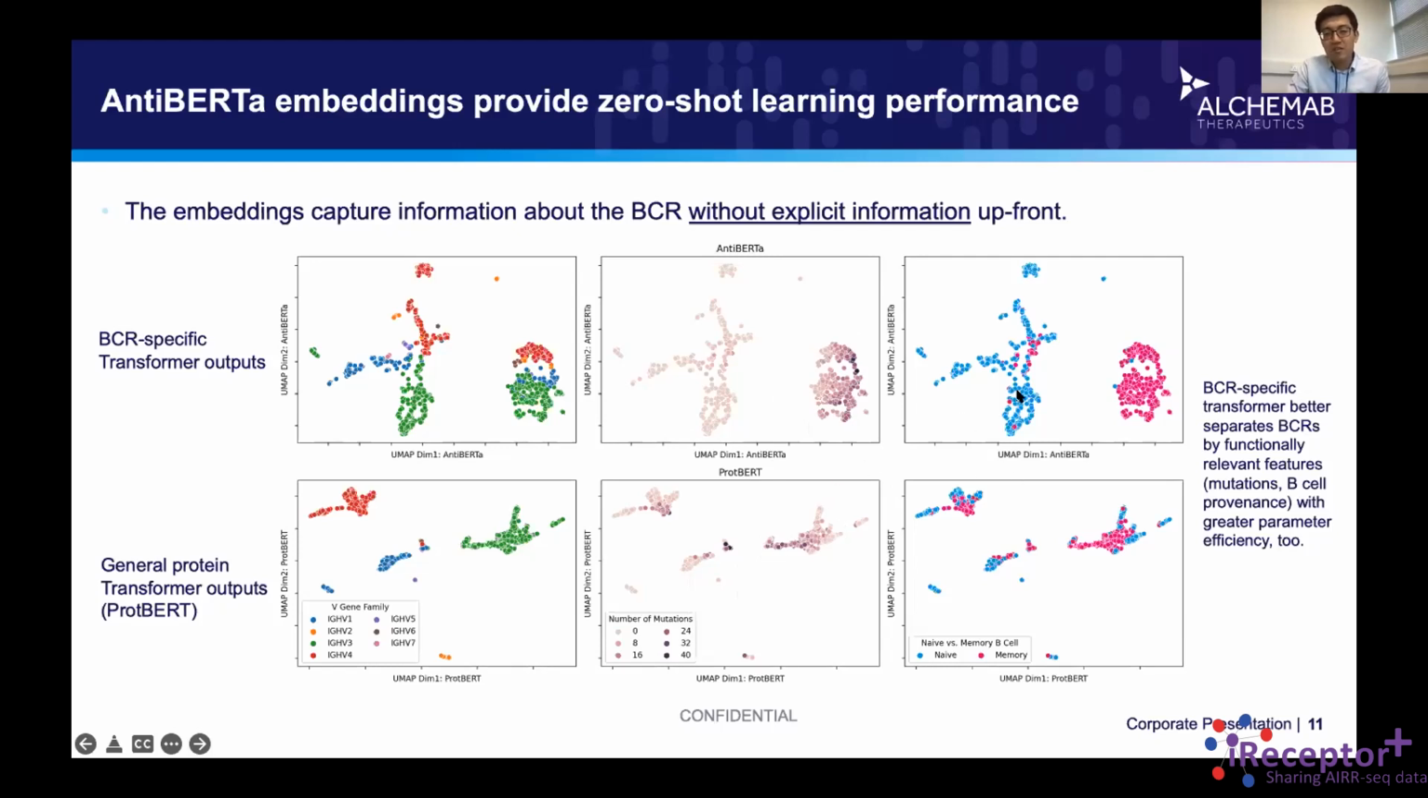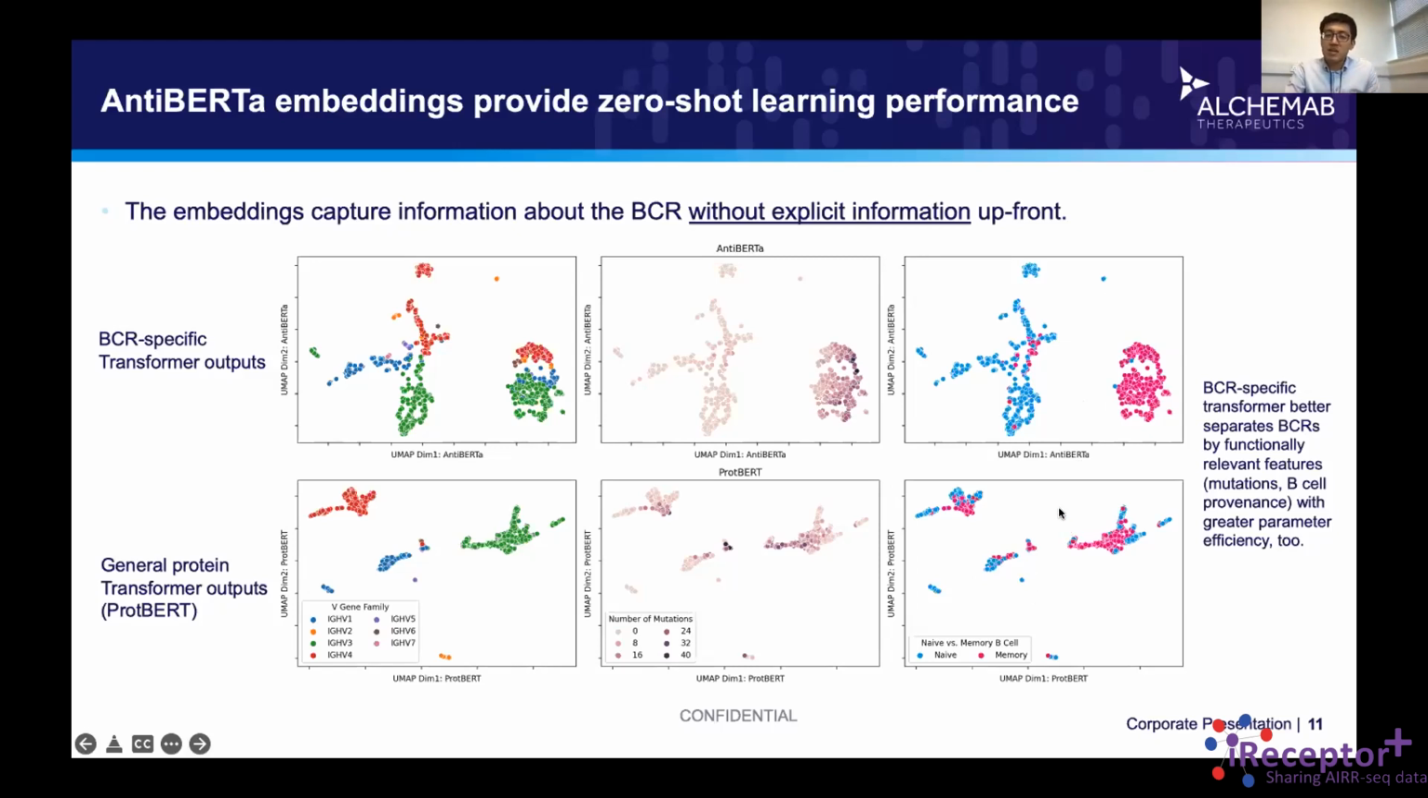Finally, this is my favorite one out of the lot. It shows how we've colored the BCRs depending on their B cell provenance, whether they were from naive B cells in blue or memory B cells in pink. Again, we didn't tell the transformer that each of these BCRs is from naive or memory B cells, but it naturally separates them out, even though we don't tell the model up front, whereas AntiBERT doesn't really do that at all.